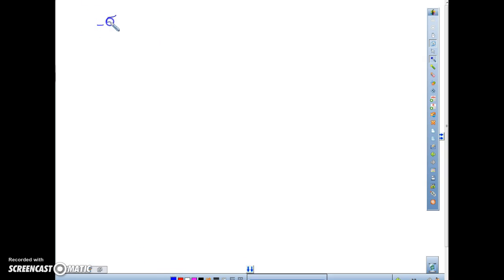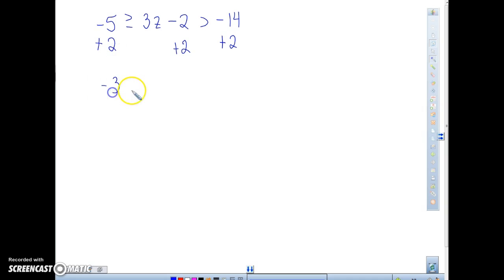Number 2 says negative 5 is greater than or equal to 3z minus 2, which is greater than negative 14. Again, you want your variable in the middle by itself, so we're going to get rid of the 2. So we'll do that by adding 2 to both sides. So we get negative 3 is greater than or equal to 3z, which is greater than negative 12. Again, we'll divide by 3. We get negative 1 is greater than or equal to z, which is greater than negative 4.